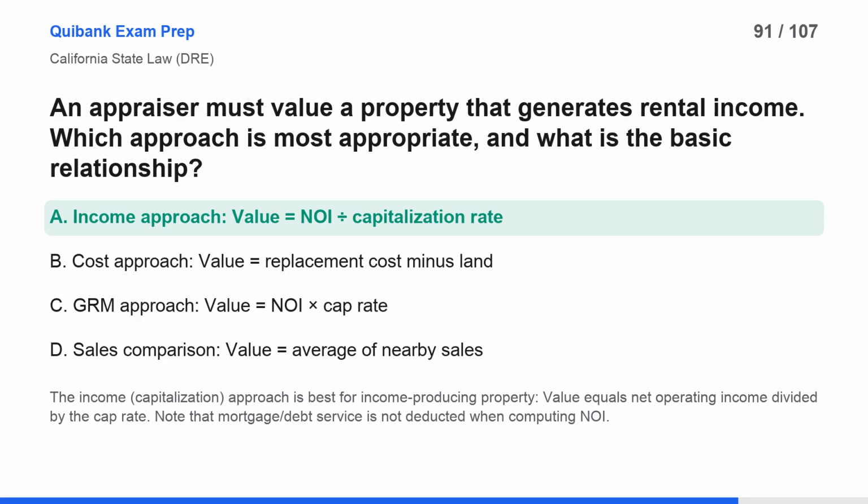The answer is A. Income approach. Value equals NOI divided by capitalization rate. The income capitalization approach is best for income-producing property. Value equals net operating income divided by the cap rate.